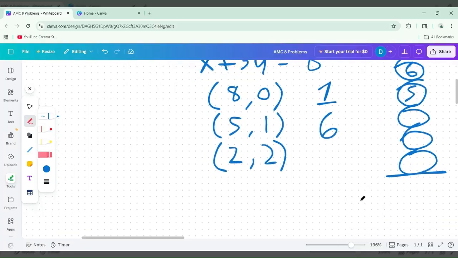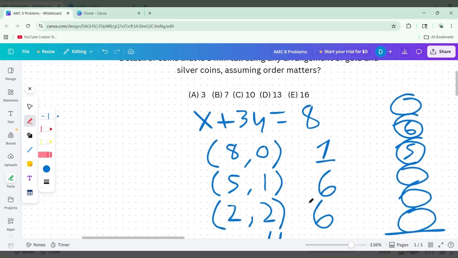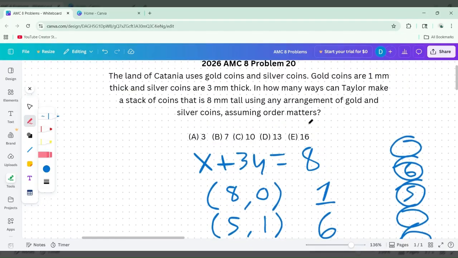Finally, there's 2 gold coins, 2 silver coins, and there is 4 choose 2 ways of putting the gold coins first, and then whichever ones are left are put for the silver's place. So we have 4 times 3 is 12, divided by 2 is 6. So there's 6 arrangements as well. Now we add these arrangements up, so we have 13 arrangements in total.